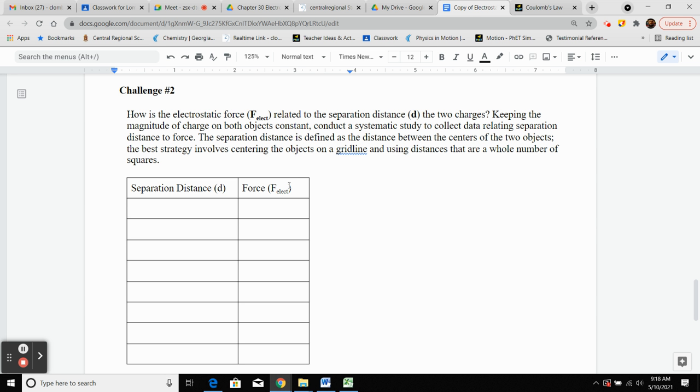Now, challenge number 2. How does the electrostatic force relate to the separation distance between the two charges? Keeping the magnitude of the charge on both objects constant, so we're not changing the charges, we want to do a systematic study to collect data relating the separation distance to force. The separation distance is defined as the distance between the centers of the two objects. The best strategy involves centering the objects on a grid line using distances that are whole numbers of squares.